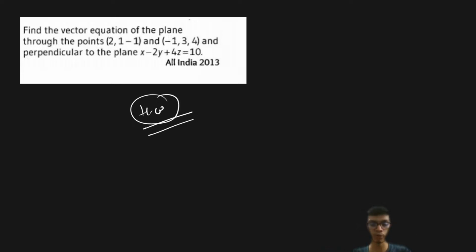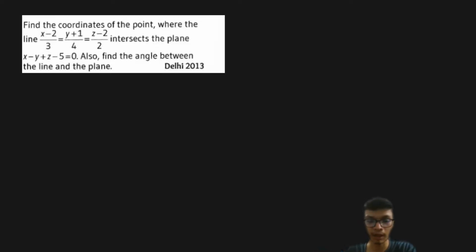So please try to solve this problem as homework. I have already told you all the underlying concept behind it. So these are the homework problems. Please take a screenshot if you can.